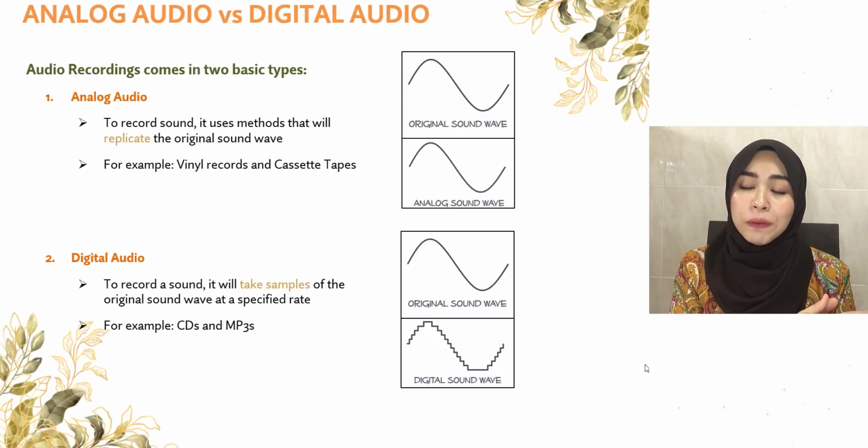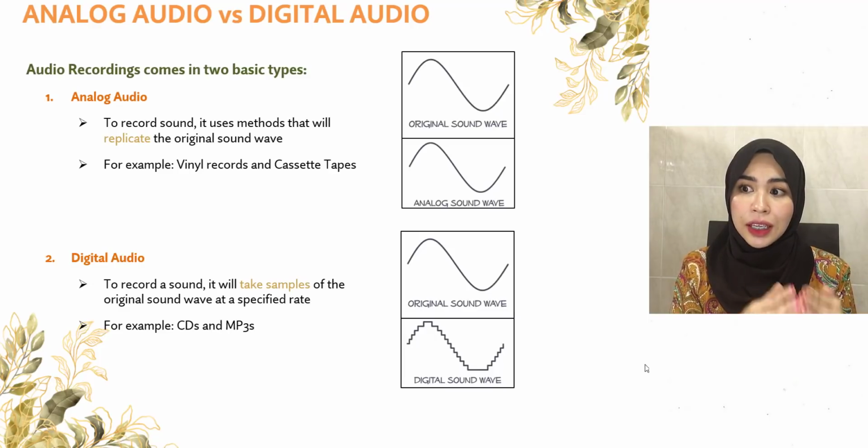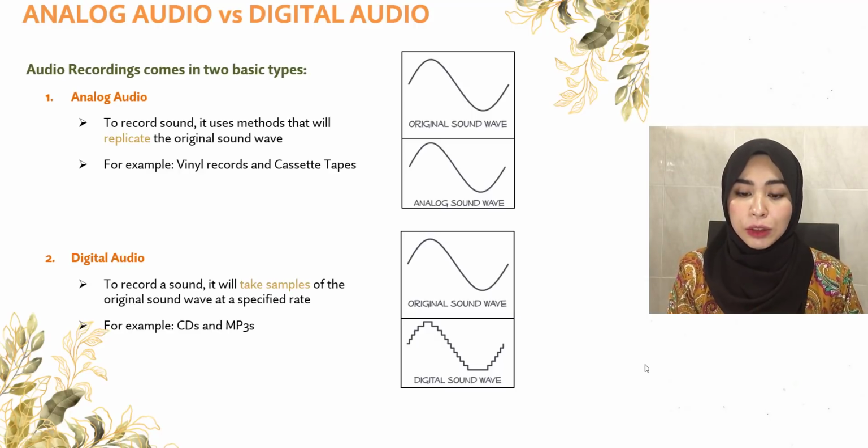Whereas digital audio, how we record it is totally different because it is in bits. The sound will be taken using samples. The original sound will be recorded in terms of samples at a specified rate. So that is how digital audio can be recorded. If you take a look here, the original sound wave and the digital sound wave look a little bit different because the digital sound wave will be in terms of bits.